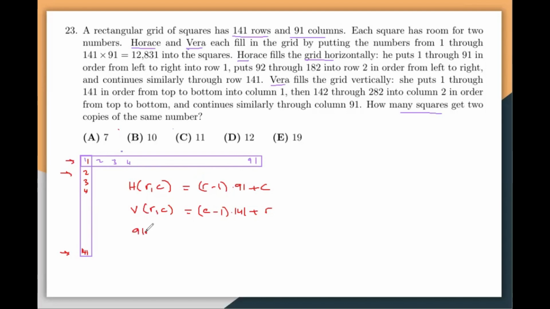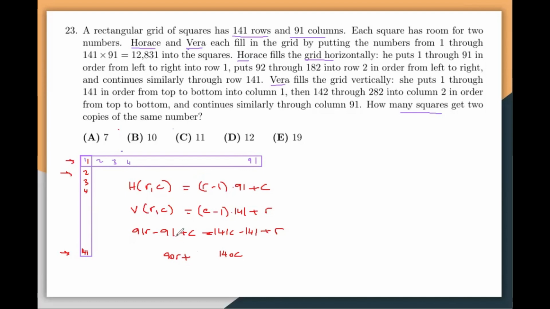So you've got 91R minus 91 plus C is equal to 141C minus 141 plus R. And I can subtract 1C from both sides, so you've got 140C. And then I can subtract 1R from both sides, so you've got 90R. And I can add 141 to both sides.